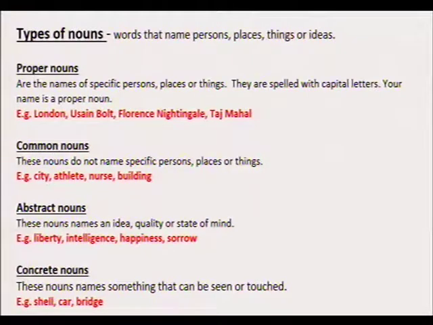The fourth type of noun is concrete nouns. These nouns name something that can be seen or touched: a shell, a car, a bridge. So don't get confused with concrete and common nouns. Common nouns are all things. Concrete nouns are something that you can touch or really see. So you can do the same activity regarding that.